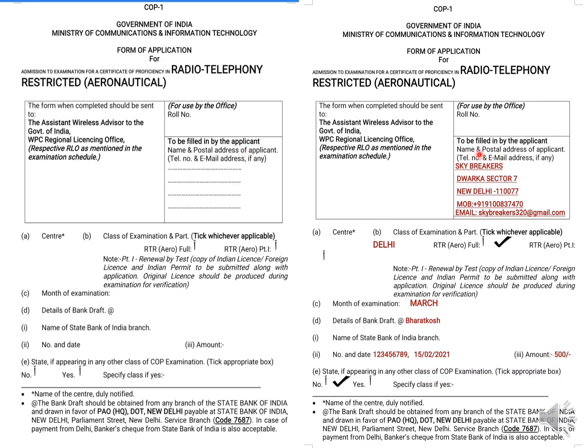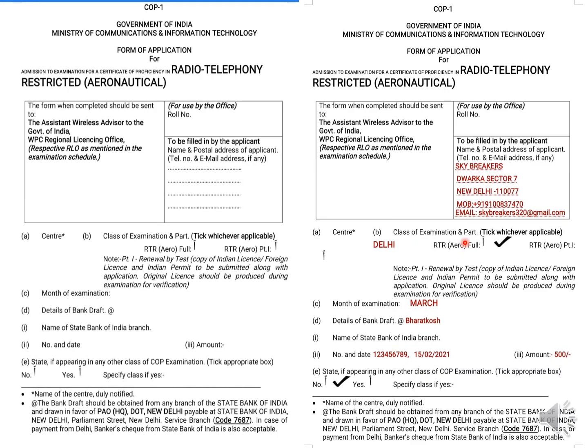Next one, to be filled by the applicant. From here it starts. Name and postal address of applicant, including telephone number and email address. Here I have given the example. You need to write your permanent address as well as mobile number and email address. Next one is center. We have 5 exam centers: Delhi, Mumbai, Kolkata, Hyderabad and Chennai. Whichever center you are writing the exam at, you need to write here. For example, I have given Delhi.